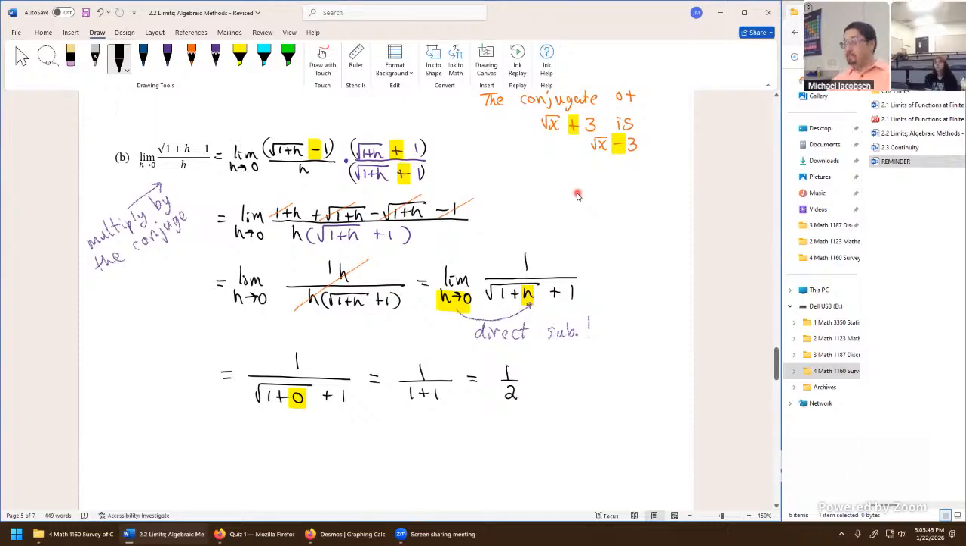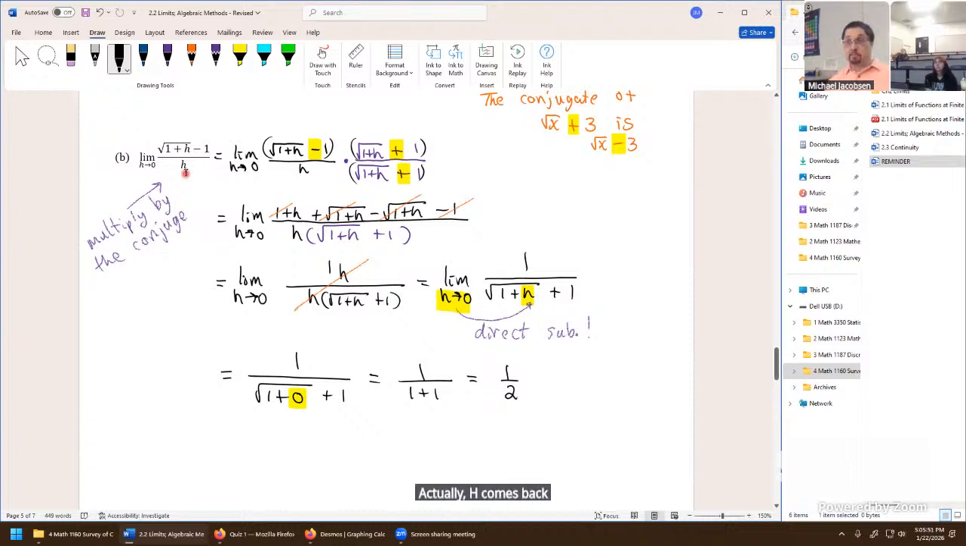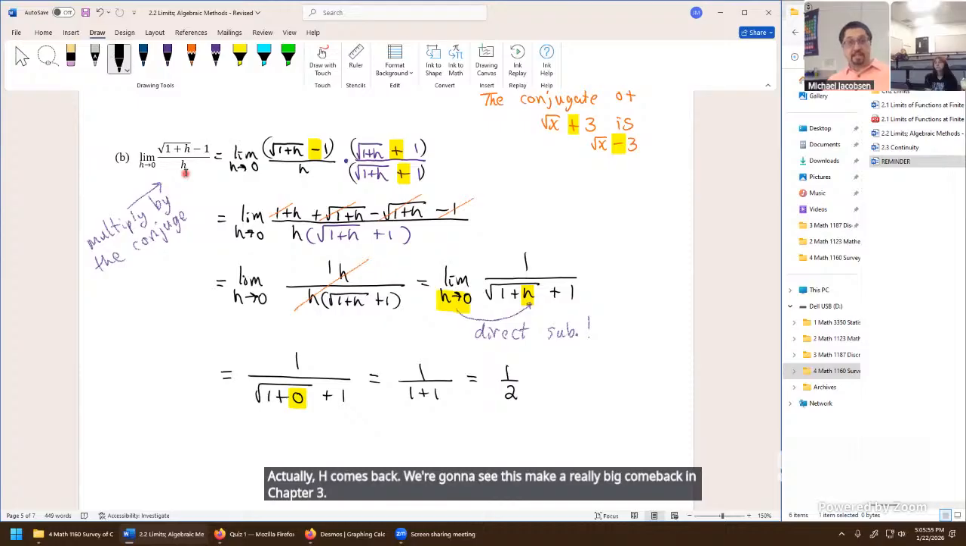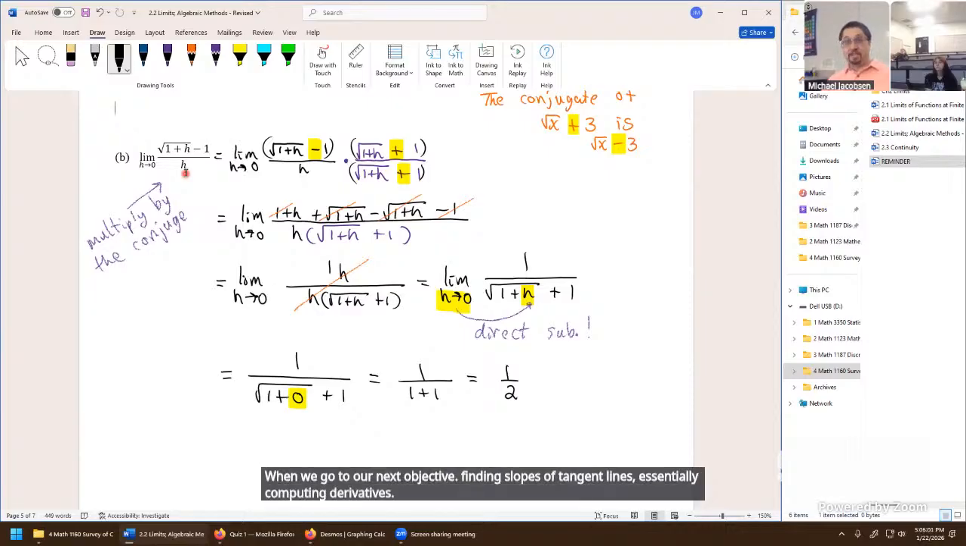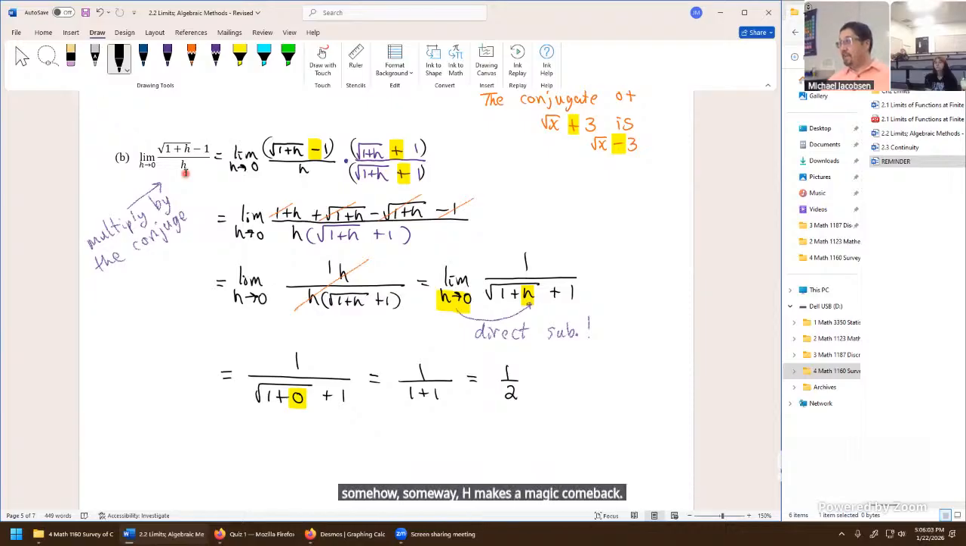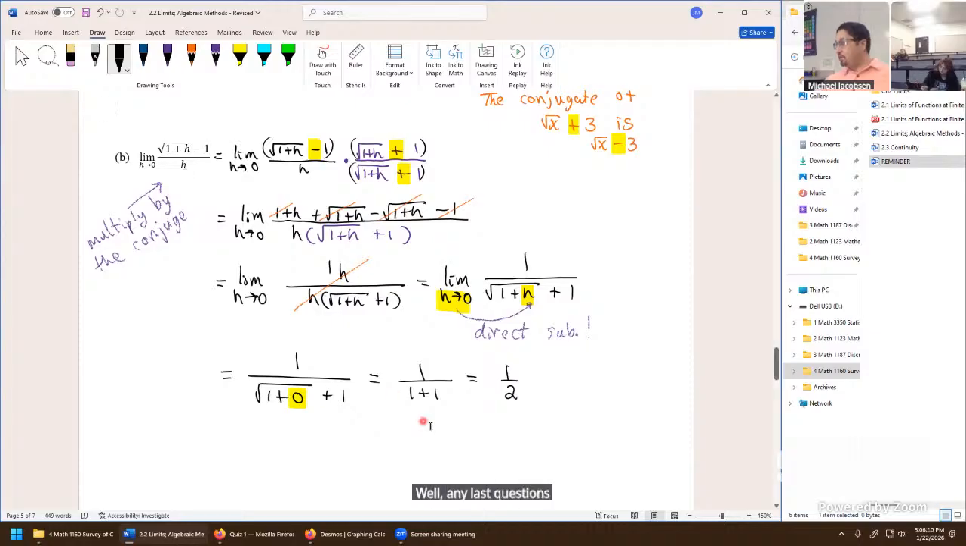Well, that's our second big limit. This is kind of a weird one because of the variable h. Actually, h comes back. We're going to see this make a really big comeback in chapter 3 when we go to our next objective, finding slopes of tangent lines, essentially computing derivatives. Somehow, some way, h makes a magic comeback. So this is kind of a warm-up to those longer problems. Well, any last questions at all, folks? Getting the value of 1/2 down here.